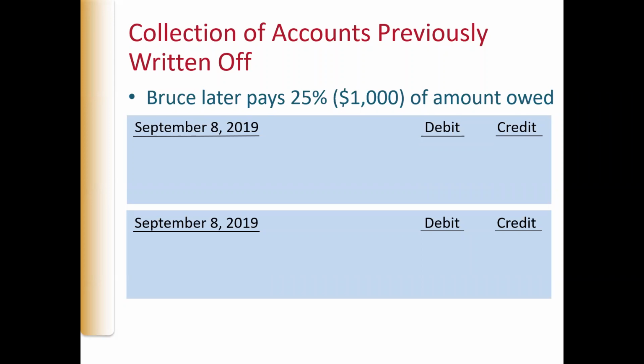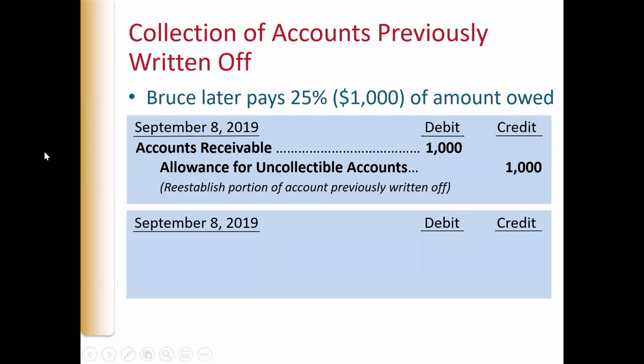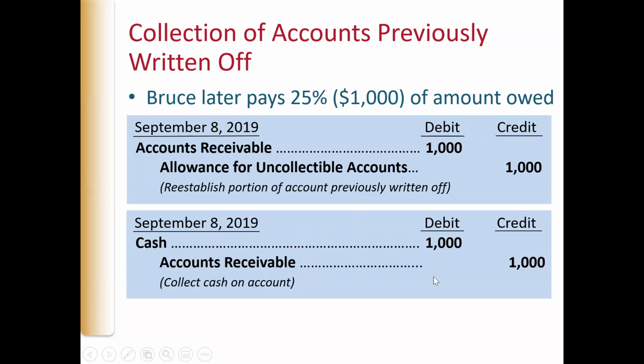So Bruce, our guy who went bankrupt and couldn't pay, and we wrote off the account. Now it tells us Bruce later pays 25% of the amount owed. If we've written off an account and we later realize, oh, they paid some, we reinstate the amount that they're going to pay. So we debit the accounts receivable, credit our allowance for uncollectibles, and then show our cash and reduce his account. Because sometimes that happens.